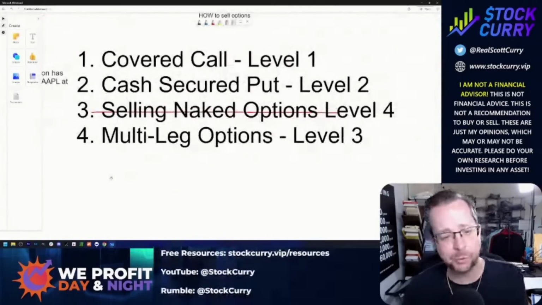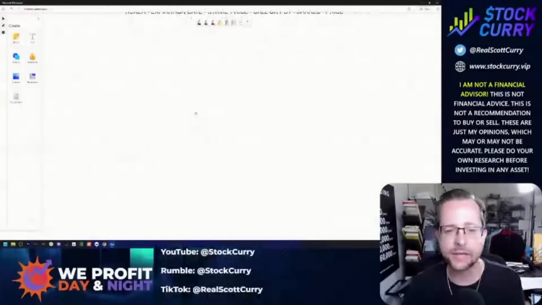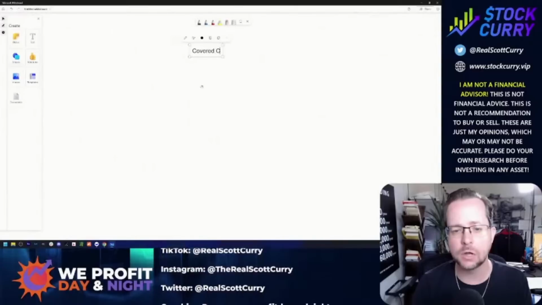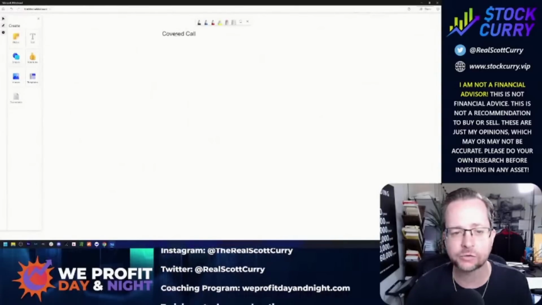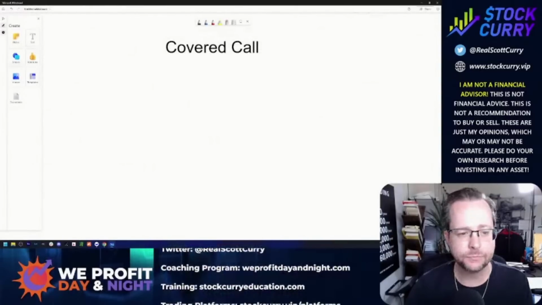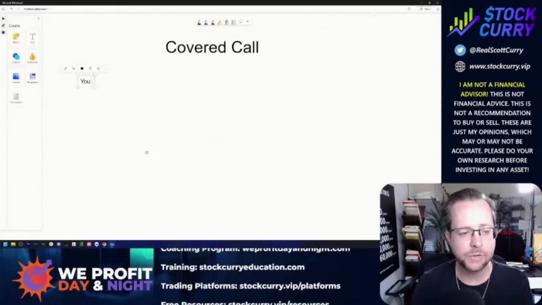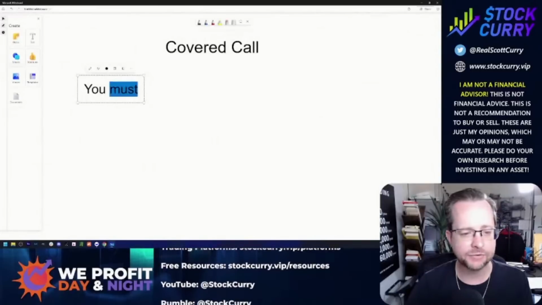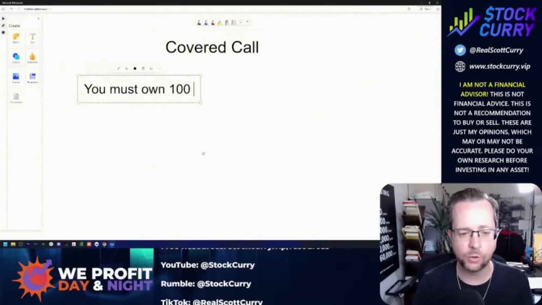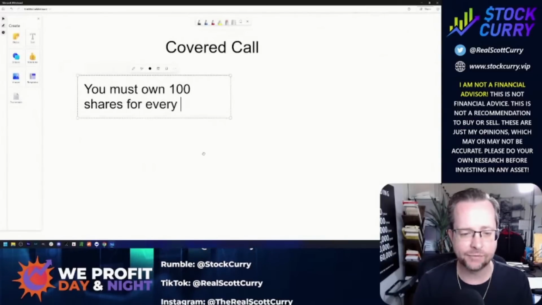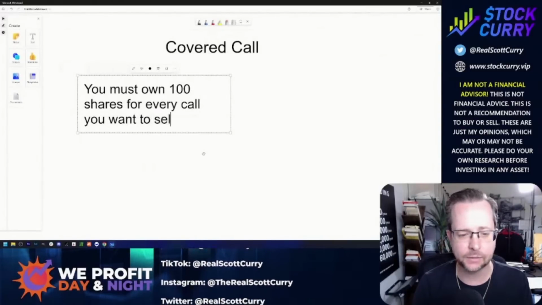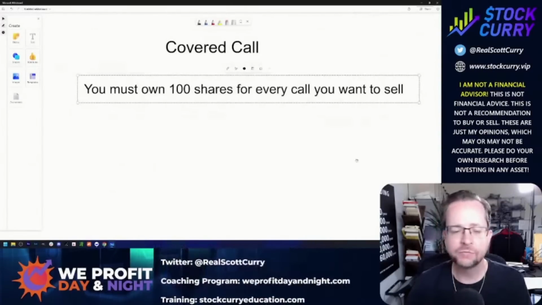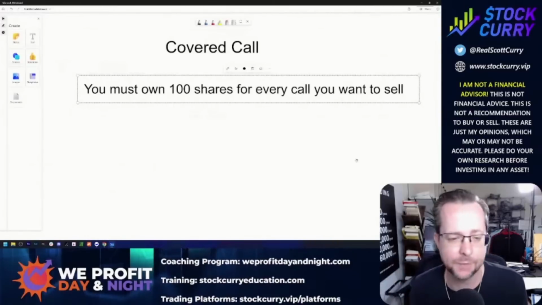Let's talk about level 1, covered calls, the easiest one to get approved with from your broker. Let's talk about what it is and how it works. It's very simple. On a covered call, you must own 100 shares for every call that you want to sell. It's really that simple. For every 100 shares you have, you can sell one call.